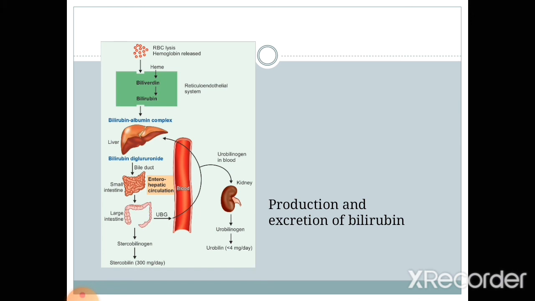Now what happens in the intestine? There are intestinal bacteria which will deconjugate the conjugated bilirubin. Some amount of urobilinogen is reabsorbed from the intestine and returned back to the liver; that is known as enterohepatic circulation. Then this urobilinogen and stercobilinogen are both colorless compounds, and they are oxidized to colored products known as urobilin or stercobilin.